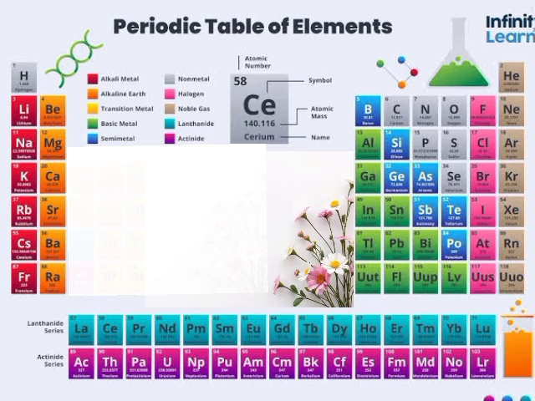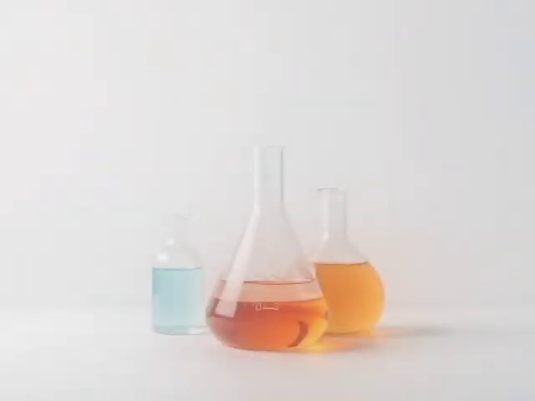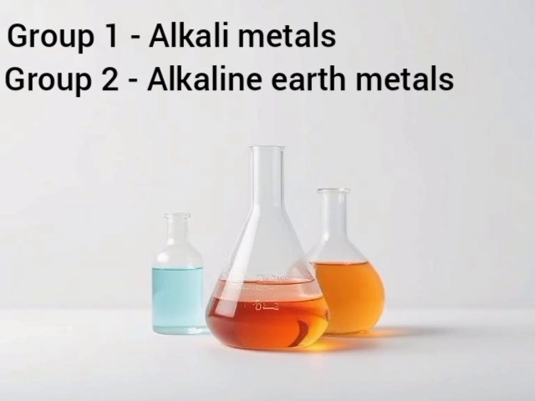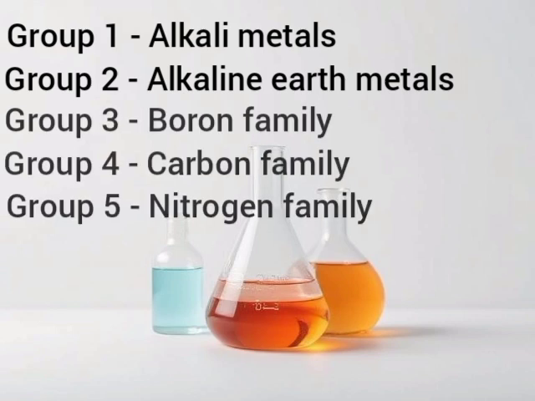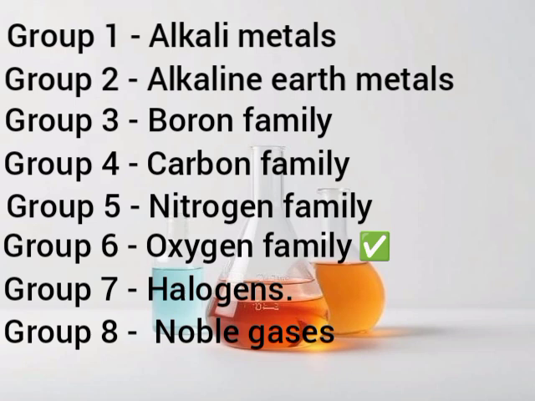Now these 8 groups have special names. Group 1 elements are known as the alkali metals. Group 2 elements, the alkaline earth metals. Group 3 elements, boron family. Group 4 elements, carbon family. Group 5 elements, nitrogen family. Group 6 elements, oxygen family. Group 7 elements, halogens, also known as salt formers. We'll find out later on why they are called salt formers.